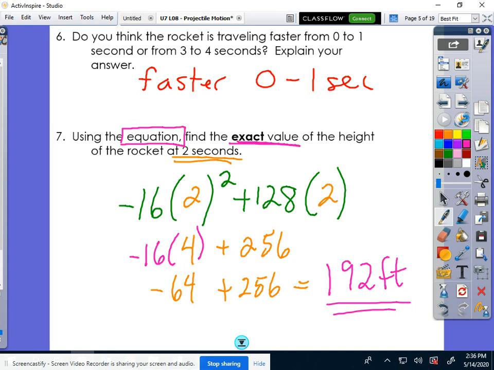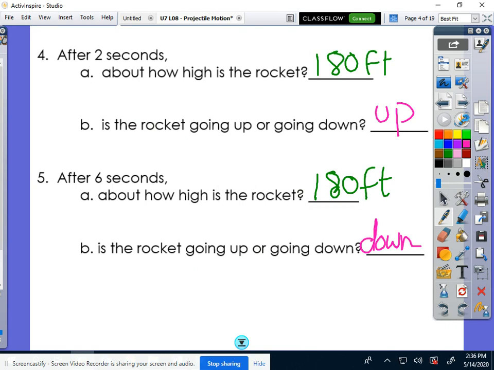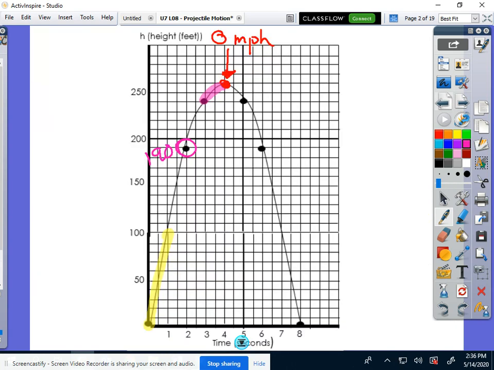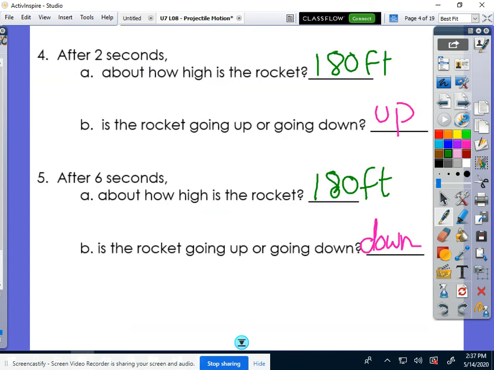So the whole point here, guys, is to get you familiar with the vocabulary and visualization of what's actually happening on a parabola, right? This is where our rocket starts. We're looking at different exact times on the rocket and what our exact heights are. This is the very tippy top of the rocket where it maxes out its height. And then remember, down here was when that rocket actually came back and landed on the ground and went back to Earth. So that's our introduction to projectile motion.